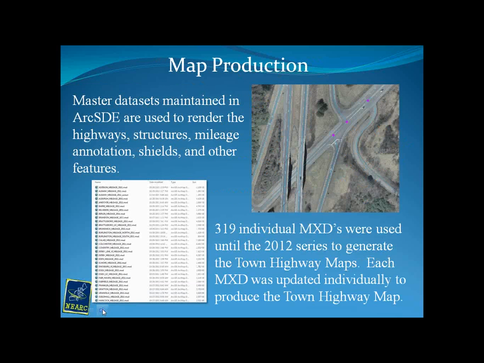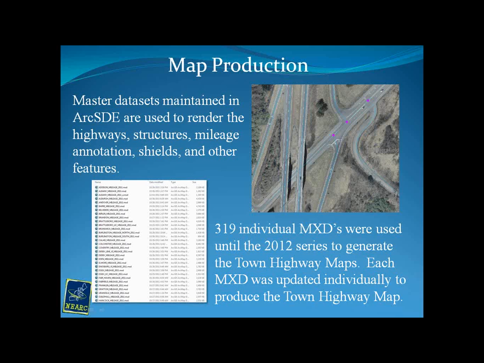So when we're actually producing those maps, we need to have highways in them, structures such as bridges. We need to, for each section of road, show how many miles that section is, as well as a shield symbol that gives the number of that particular town highway, and any feature that could be useful. We also include conserved lands and other waterways and other features on those maps.